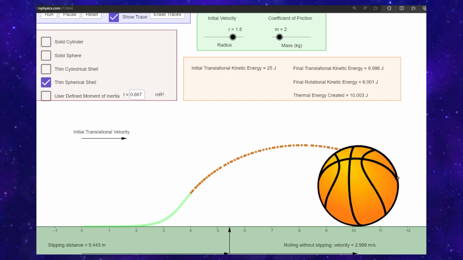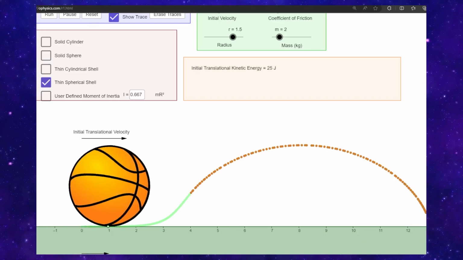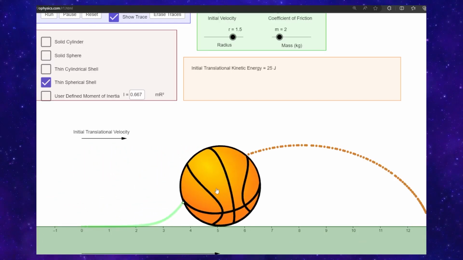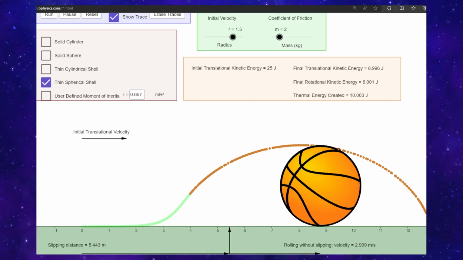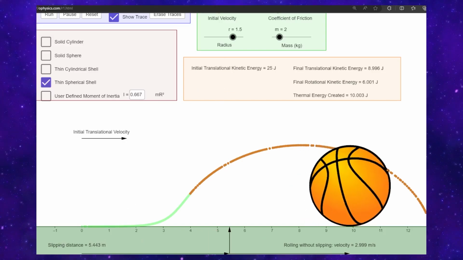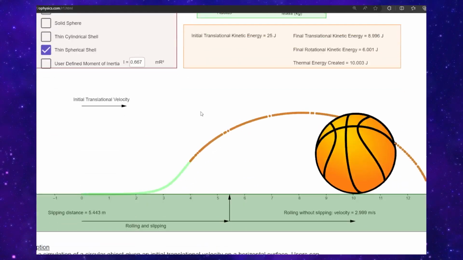So you notice that as it travels along, it still is sliding visually. I'll play it again. It's sliding initially, and while friction takes its time to start exerting a torque on this ball and accelerate it angularly, it slowly transitions into rolling without slipping. One thing that happens from this that you'll notice is that our initial velocity here was about 5 meters per second at the very start.